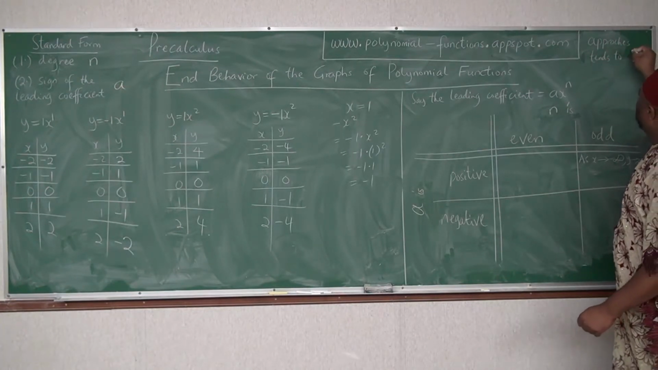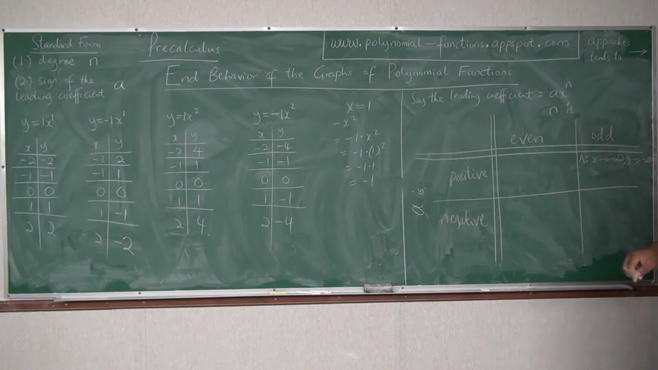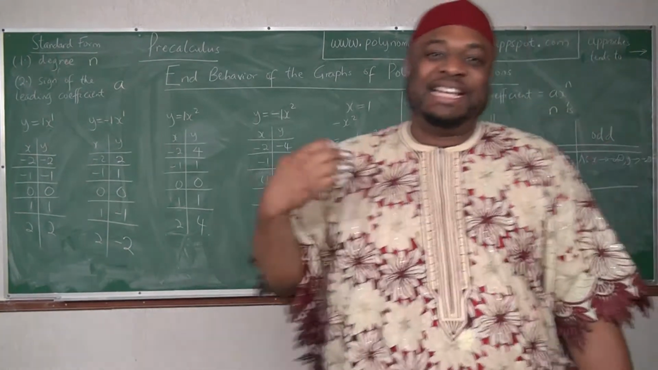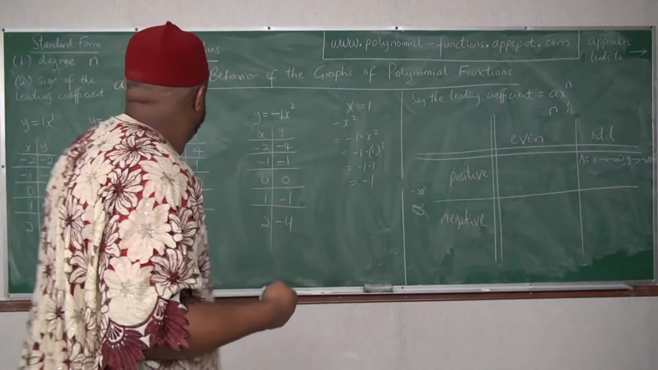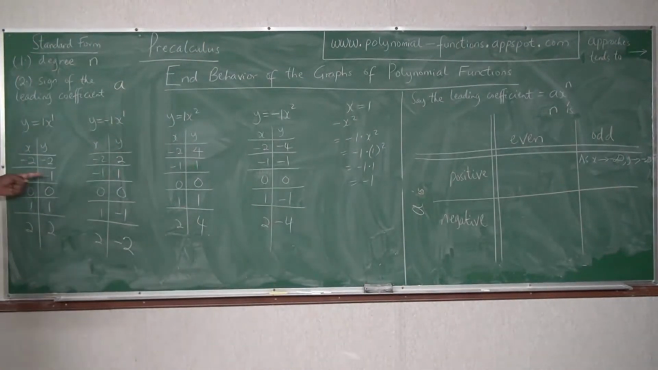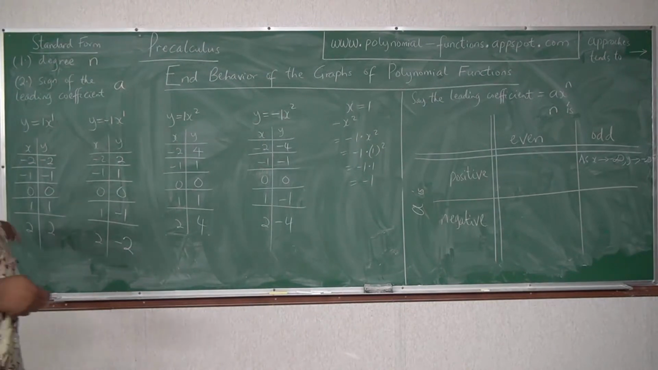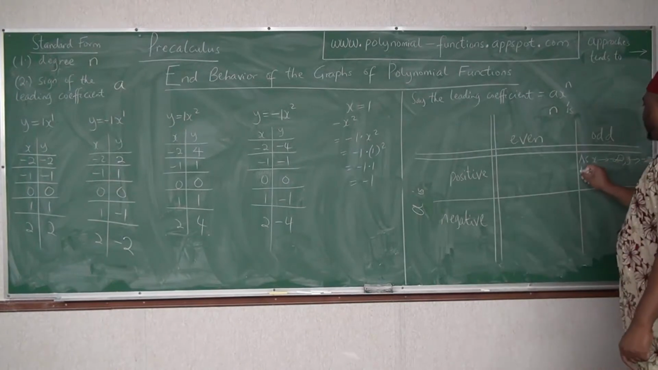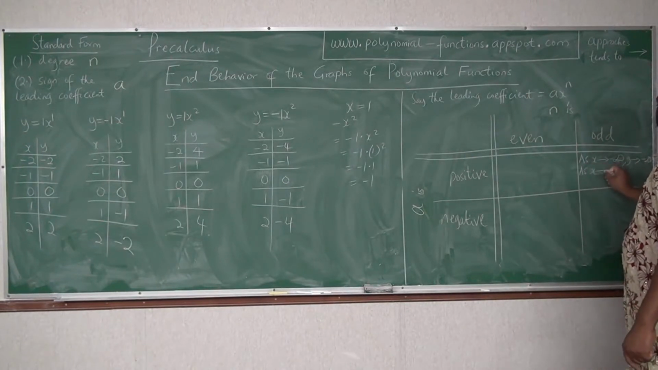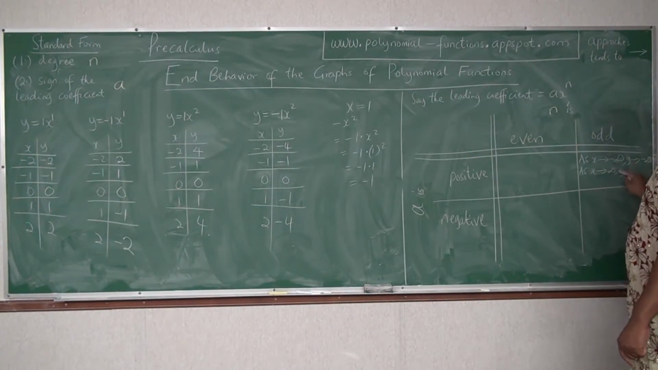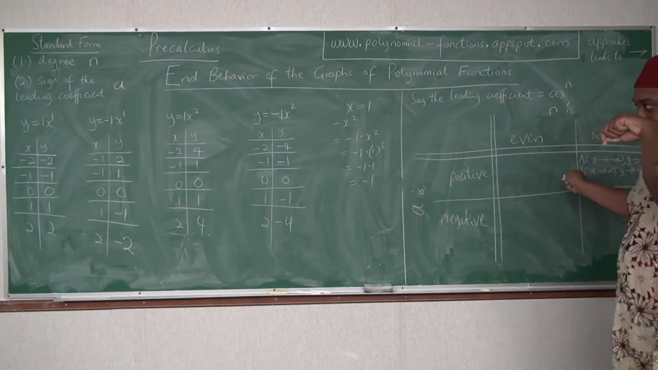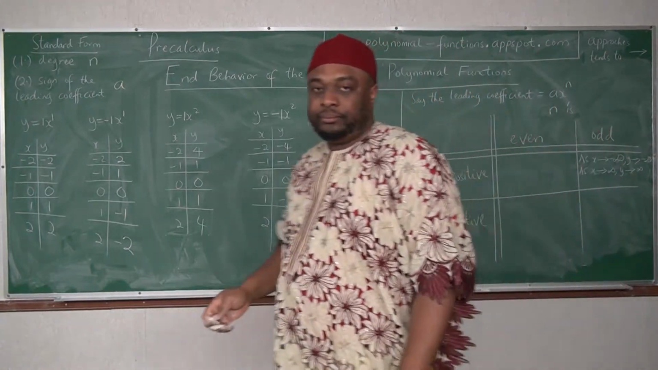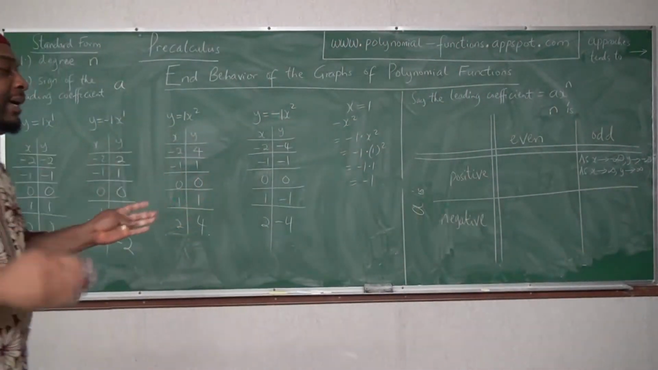That is that arrow, the arrow you see there. As x tends to negative infinity, y also tends to negative infinity. And as x tends to positive infinity, y also approaches positive infinity. See that? So you're looking at this here.